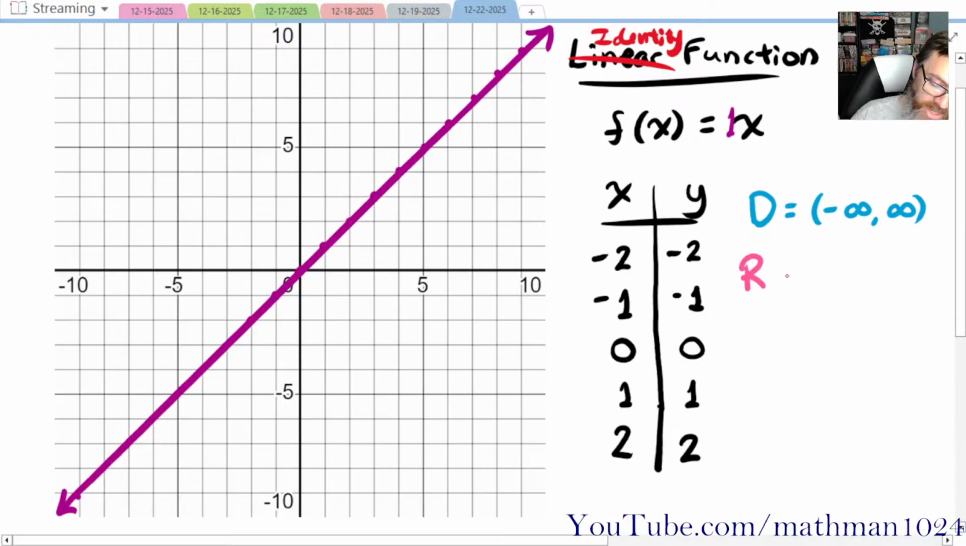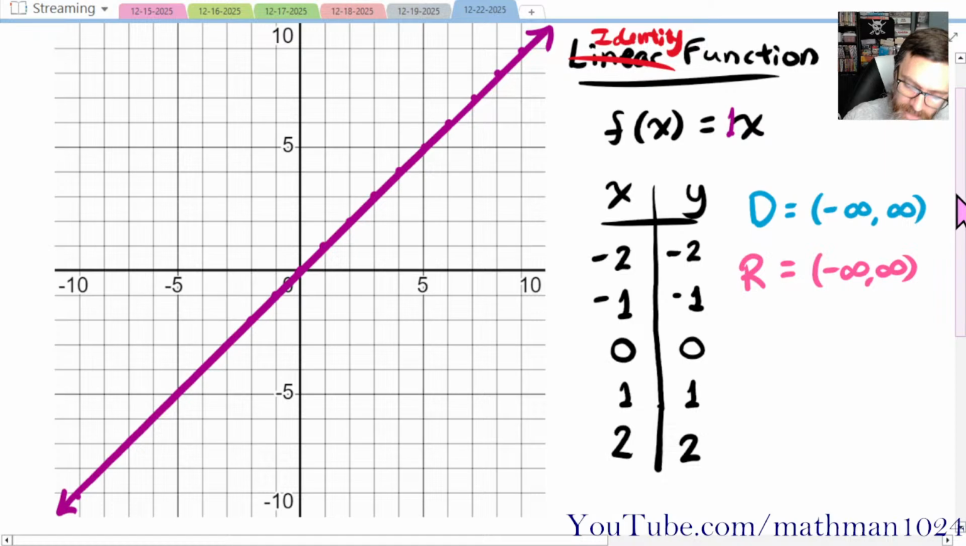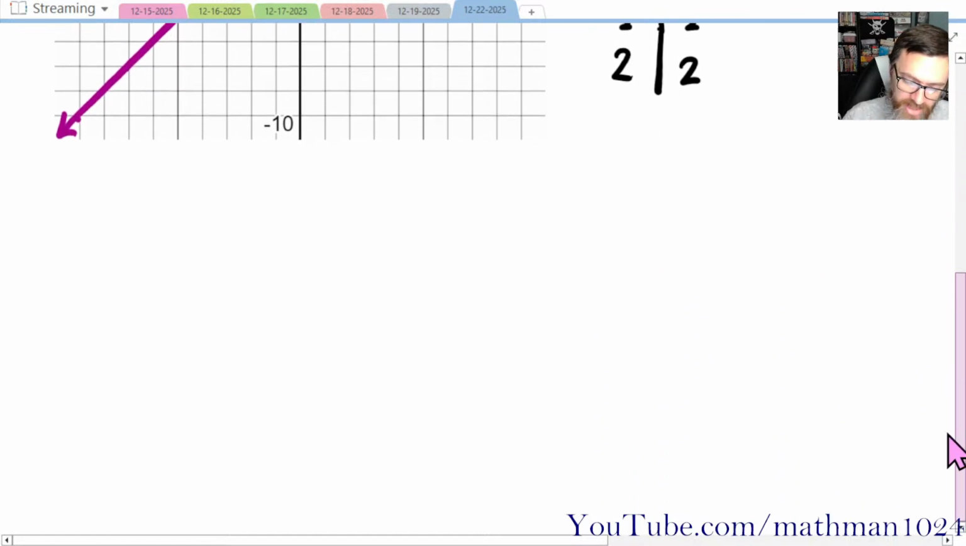My range, as you go from bottom to top, you see that you would be including everything. So there's no low point here, there's no high point. It just goes on and on forever and ever. So that is your linear function, which in this case is more precisely your identity function. Let's look at the next parent function that we have.